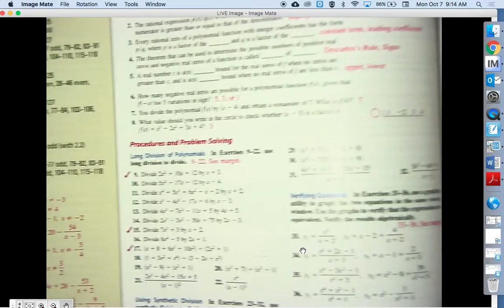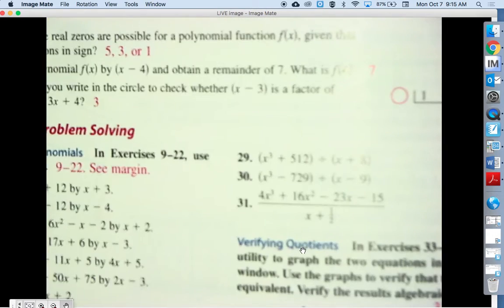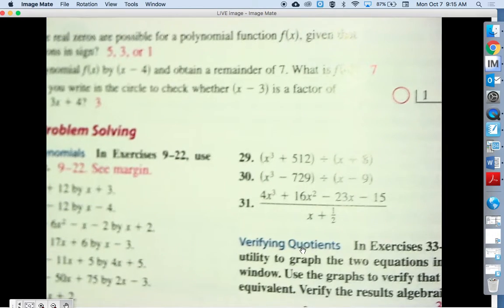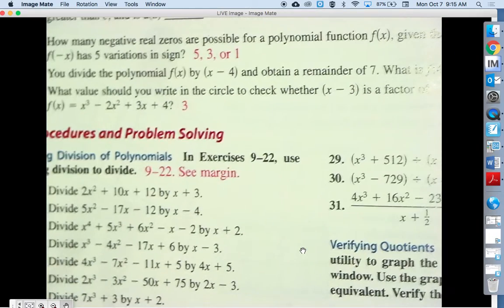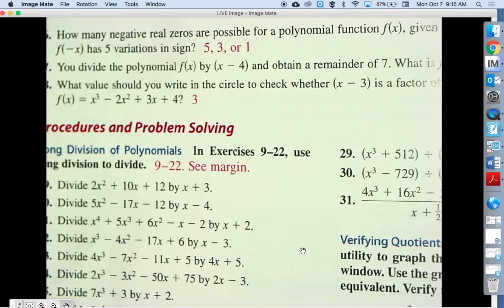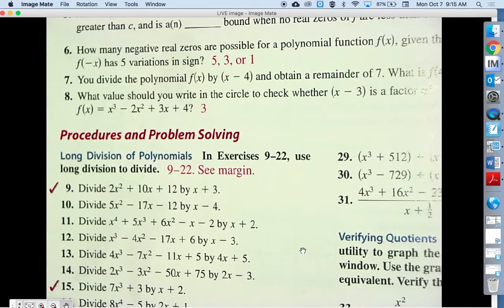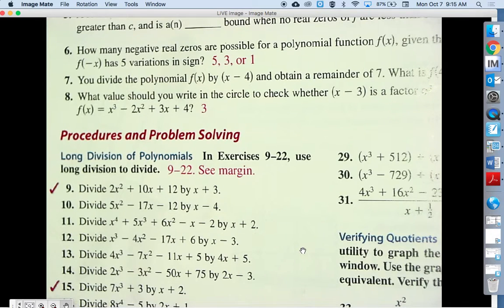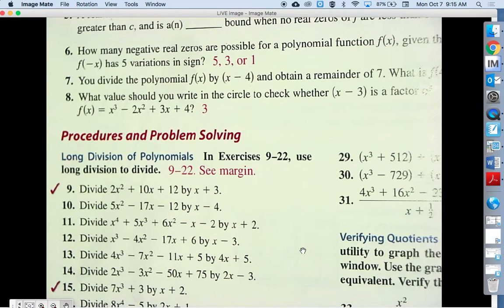All right, just kind of going over questions 7 and 8. The first couple questions we're asking you to fill in the blank. Number 7 says you divide the polynomial by x minus 4 and obtain a remainder of 7. And then it says, what is f of 4?